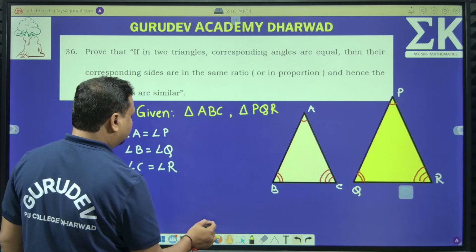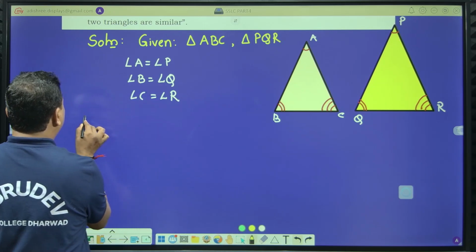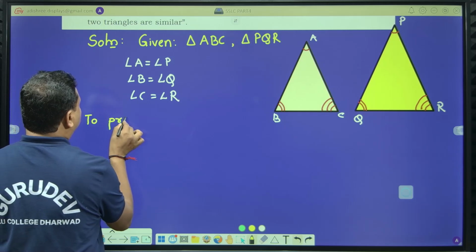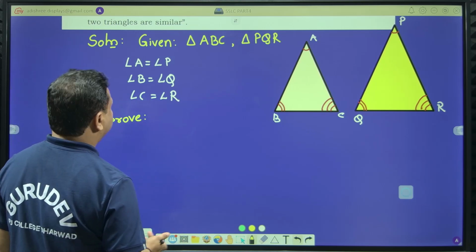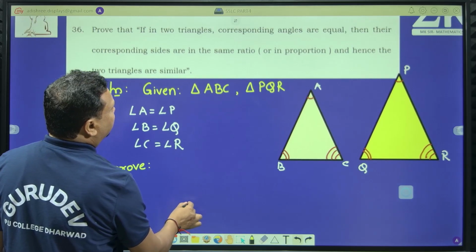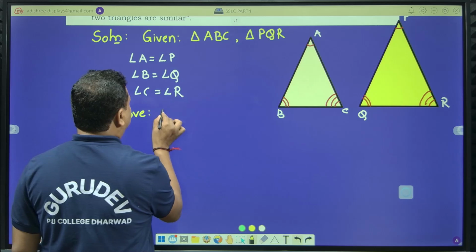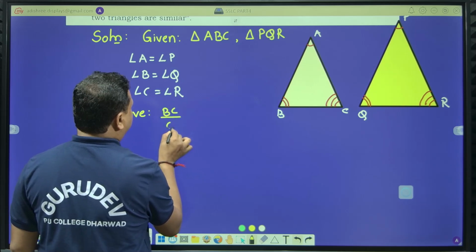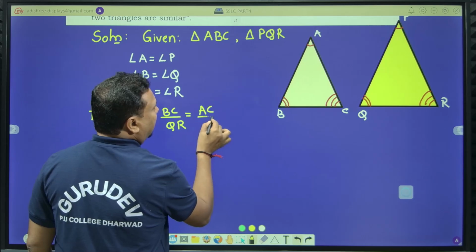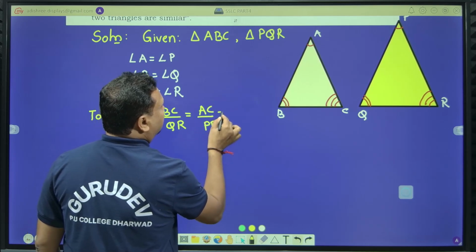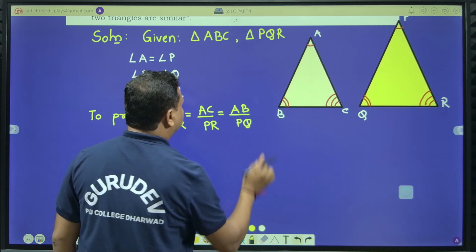What we have to prove? To prove: corresponding sides, isn't it? The corresponding sides are in the same ratio. What do you mean by corresponding sides? Angle A opposite BC, angle P opposite QR, angle B opposite AC, angle Q opposite PR, angle C opposite AB, angle R opposite PQ. This is what we have to prove.